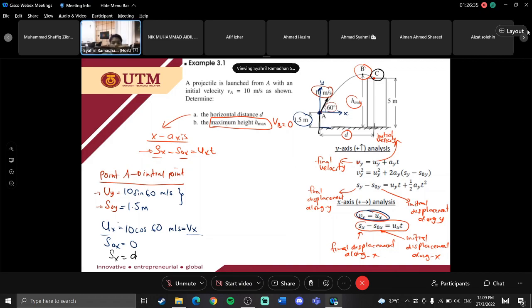Okay, and then S naught Y is 1.5, and then you will have SY. So SY is the final displacement along Y, which is 5 meter, given here. So this is the final displacement along Y, 5 meter, and this is the initial displacement along Y, 1.5 meter. So this is all the parameters that you have.